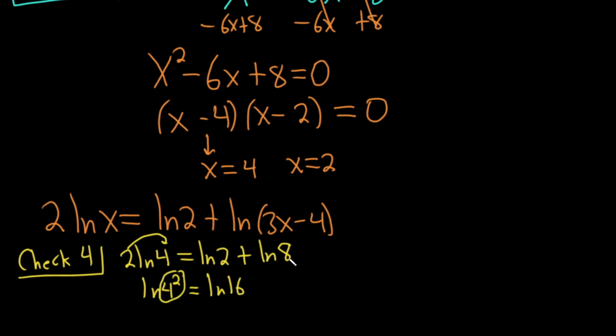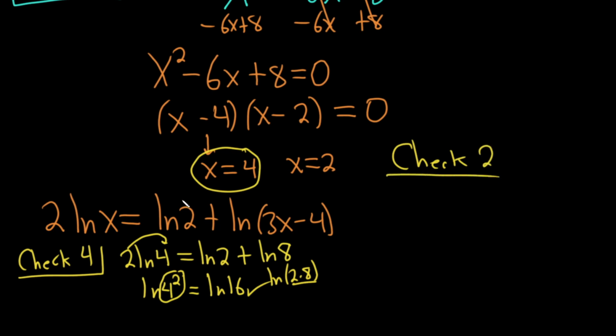Again, this is the product rule. I skipped a step here. It's ln 2 times 8, which is really ln of 16. So yeah, everything looks okay. So 4 is one of the answers. Let's check 2, see if 2 works. So checking 2, on the left-hand side, we'll have 2 ln 2.